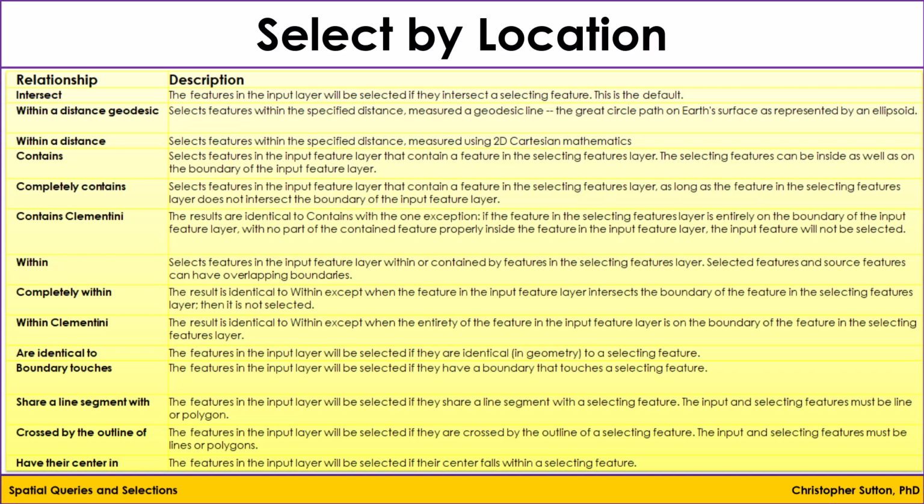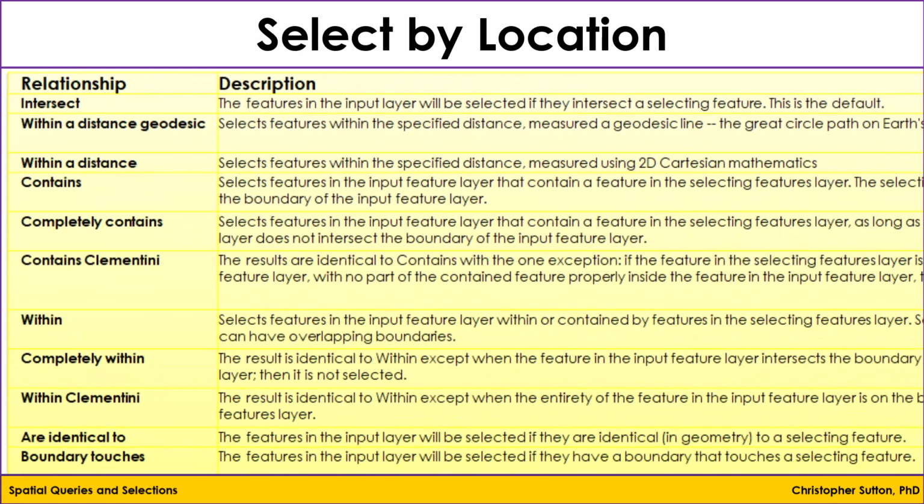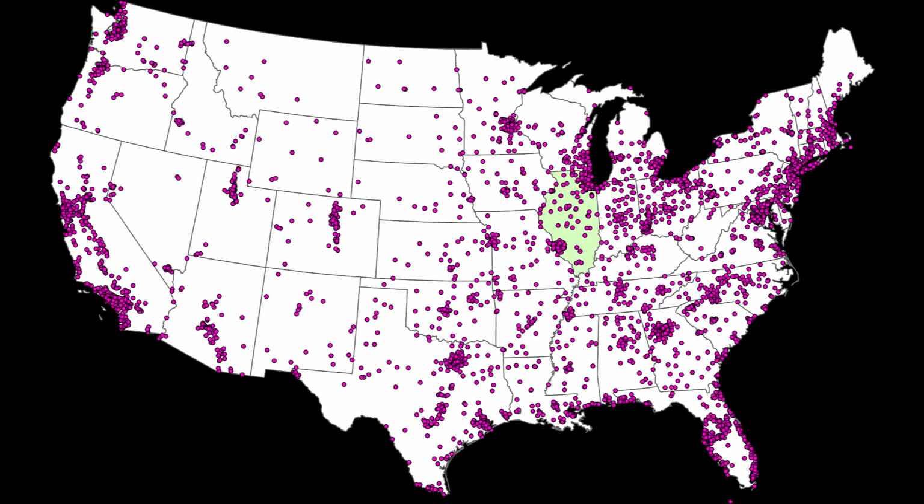You will notice that some of the spatial relationships include geodesic in the tool name. For example, within a distance and within a distance geodesic. Within a distance geodesic means that we're integrating Earth's curvature in our calculation of distances. When you're at a very large scale, like a local area map, you don't need to measure distances based on Earth's three-dimensional geometry. A plane is fine. But when you're at a smaller scale, it is important that you measure distances while treating the Earth as a three-dimensional object. Let's go through some scenarios of using spatial selections for cities.